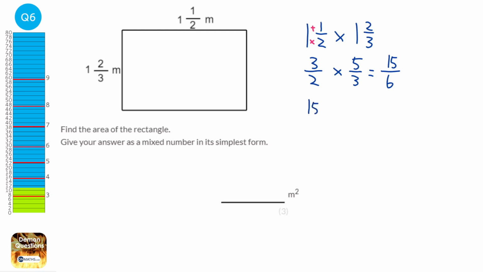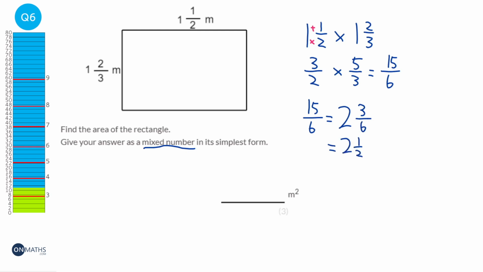So we've got to convert 15 over 6 into a mixed number because it asks for a mixed number. So 15, how many 6s go into 15? Well, we're first of all going to have 2 whole ones, and how many left over? There are going to be 3 left over. Now, 3 over 6 is the same as 1/2 because we can divide top and bottom by 3. So our answer is 2 and a half.